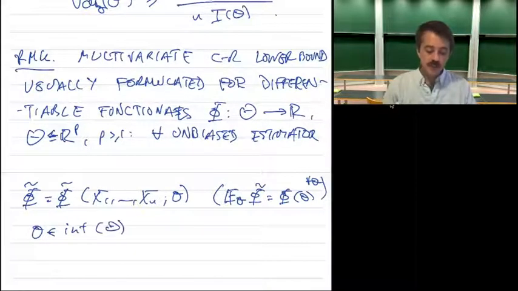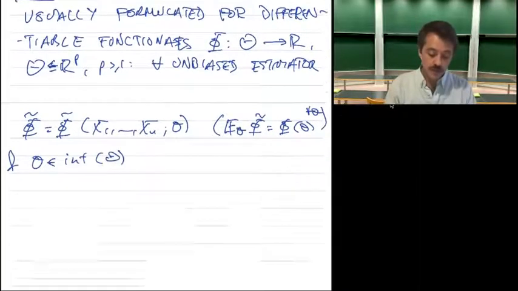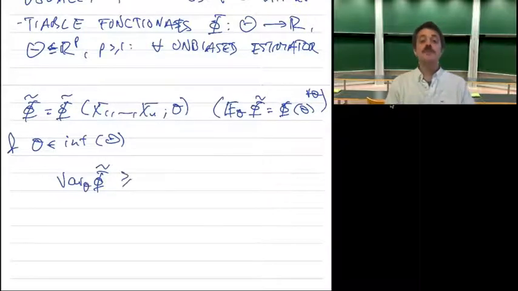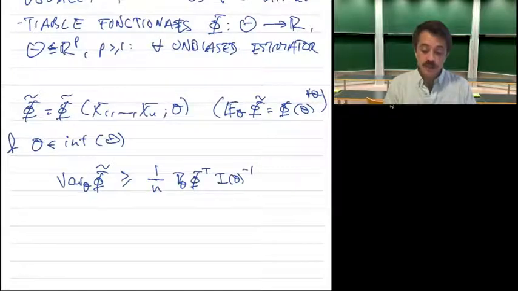So we have for all unbiased estimators, and for all theta in the interior, the following sort of multivariate version: the variance of this guy is going to be lower bounded by 1 over n. Then we take the gradient of our functional, transpose it, multiply it by the inverse of the Fisher information, and multiply again by the gradient of the function.